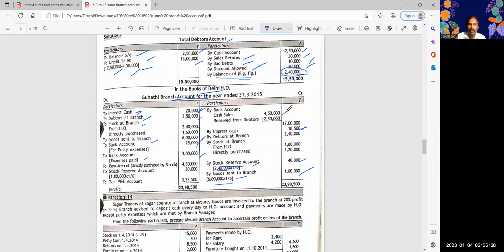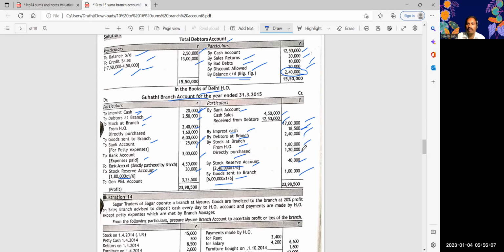There is sales, cash sales, cash received from debtors. So both together, 17 lakhs by bank account. Imprest cash, closing balance, right? Then there is closing debtors. Closing stock, 1,80,000. So from head office 1,80,000, into 1/6, that is 30,000. This is the stock reserve, correct? So everything we have considered.